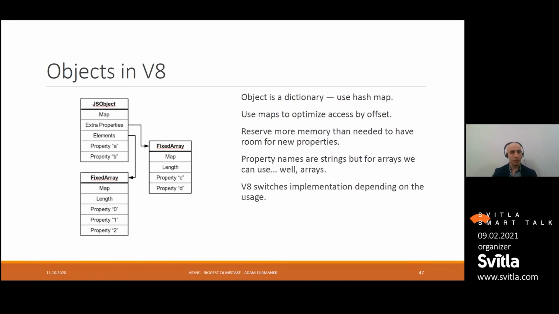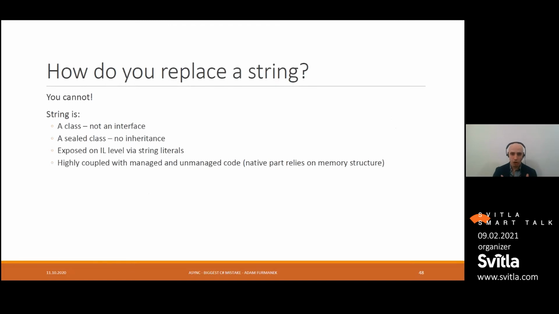So coming back to C# and to the dependency inversion, how do we replace a string in C#? Well, we cannot, because string is a class. So here is where the dependency inversion is broken, because we code against a class instead of against an abstraction. Second, it's a sealed class, so we cannot inherit from it and use polymorphism to do some magic. Third, it's exposed on the intermediate language level. So when you go to the C# or .NET bytecode, you can see that all the literal strings encoded there are basically compiled to System.String literals under the hood. So it's super coupled with the type which is there in the platform. Not to mention that it's coupled with the actual execution engine, because it relies on the actual memory layout of the string.